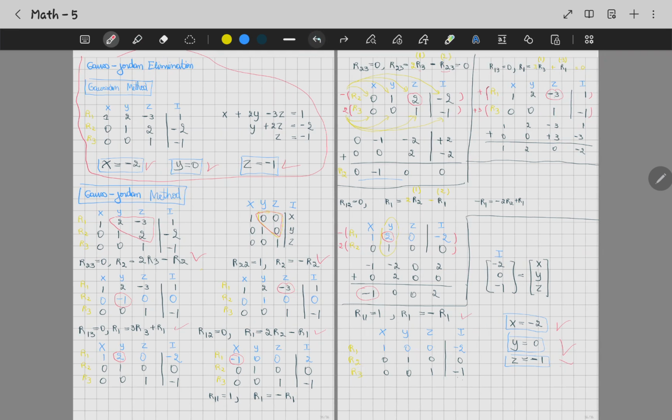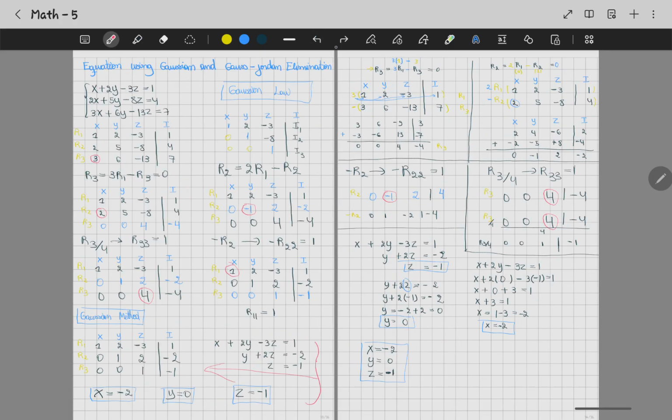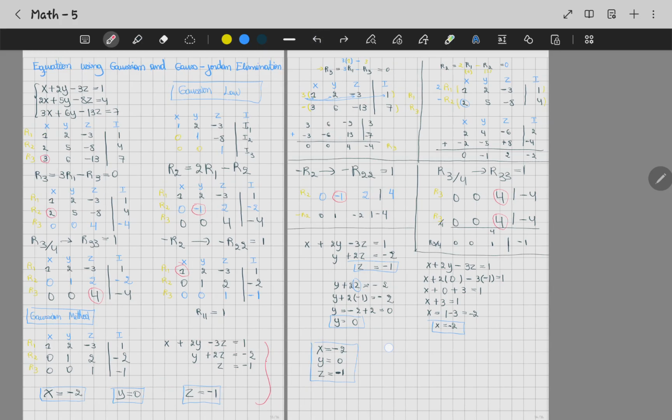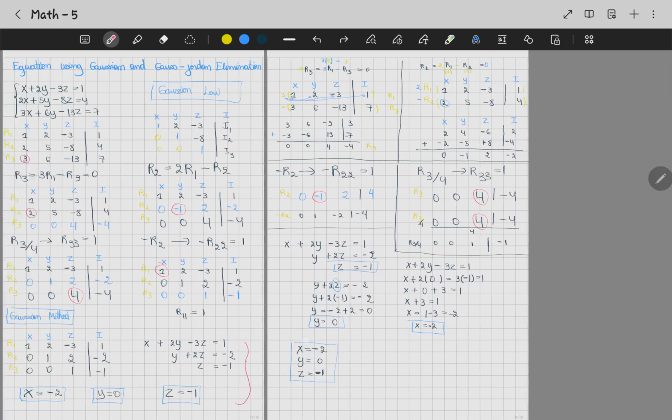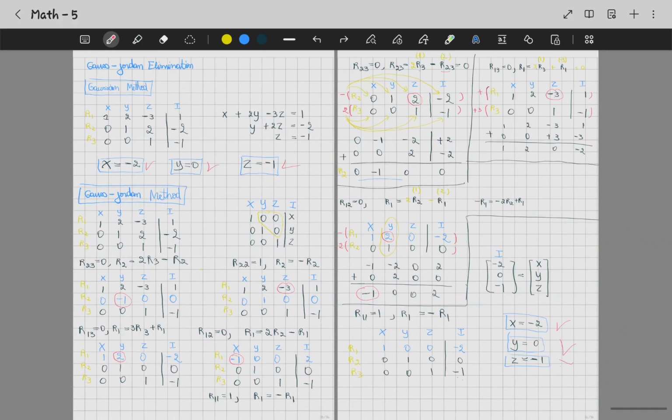This is a way for you to compare the Gaussian method and the Gauss-Jordan elimination method. You're still going to get the same answer, as you can see. There we go.